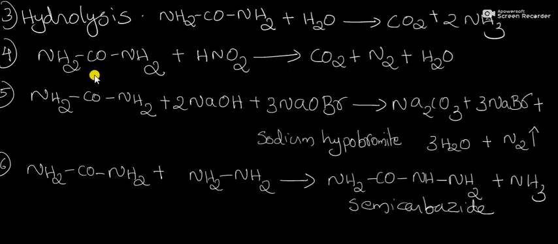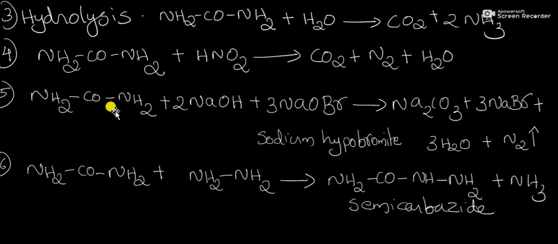The next reaction is reaction with nitrous acid. What is nitrous acid? HNO2 is nitrous acid, which can be prepared by the reaction of sodium nitrite and HCl. NaNO2 and HCl give HNO2, our nitrous acid, which on treating with urea gives carbon dioxide, N2 plus H2O.